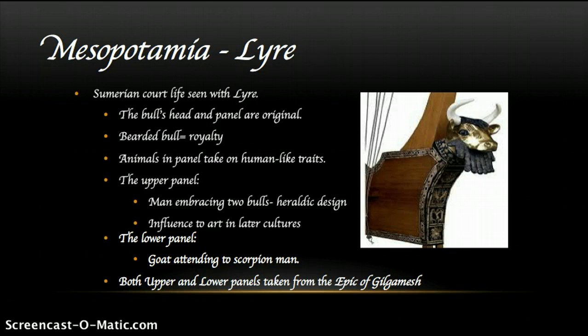Sumerian court life is shown here with the lyre, which is pictured here. The bearded bull symbolizes royalty. The narrative panel on the bull's head is original. Animals in the panel take on human-like traits. On the upper panel, there is a man embracing two bulls, which is a type of heraldic design. The heraldic design also influenced art in later cultures. In the lower panel, there is a goat attending to a scorpion man. Both the upper and lower panels are taken from the Epic of Gilgamesh.